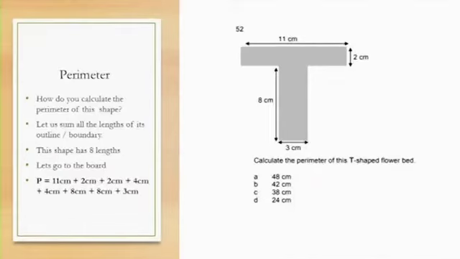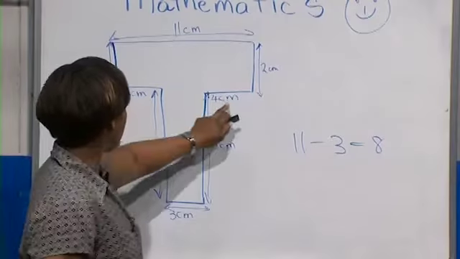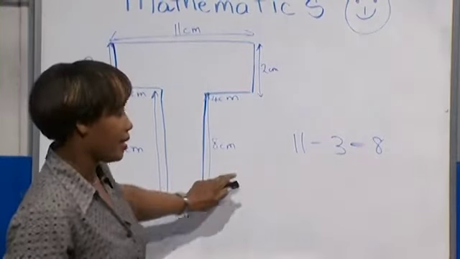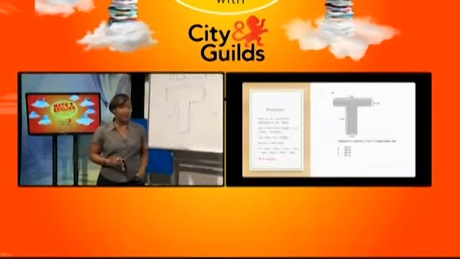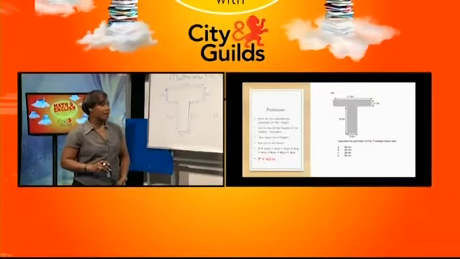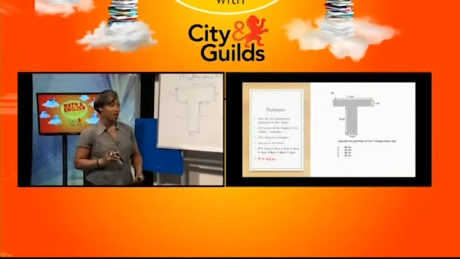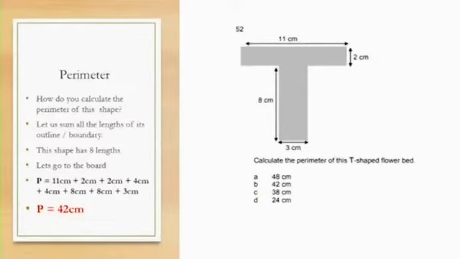So we have 11 centimeters plus 2 centimeters plus 2, and you can see them right here. And then we have 4 plus 4, 8 plus 8, and then we have plus 3. And that will give us 42 centimeters. So the perimeter for this T-shaped flower bed is 42 centimeters.